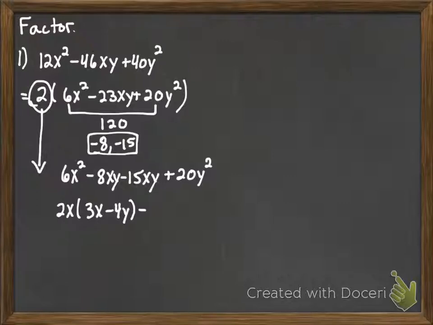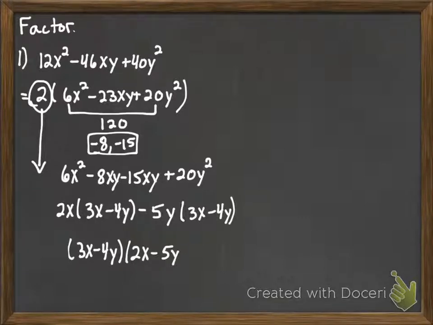We have 15xy and 20y squared. We can pull a 5 out of both, and we can pull a y out of both. Always be careful to make sure you're factoring everything out that you can. And because that's negative, we have to change the sign there on that fourth term. So that's going to become 3x minus 4y as well. We can then pull out the 3x minus 4y. And we have our 2x minus 5y left over. And then don't forget about the 2 that we took out at the beginning. And now we have our answer.